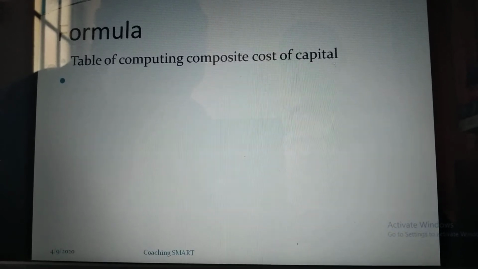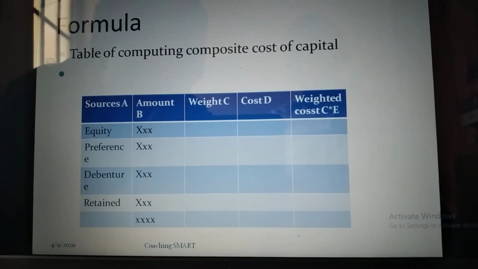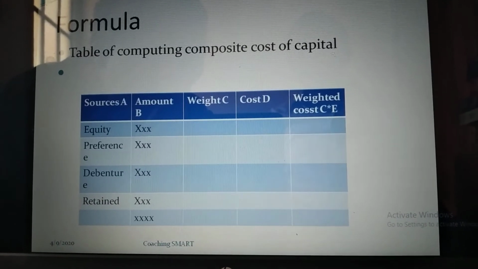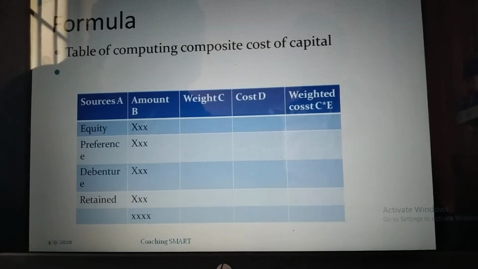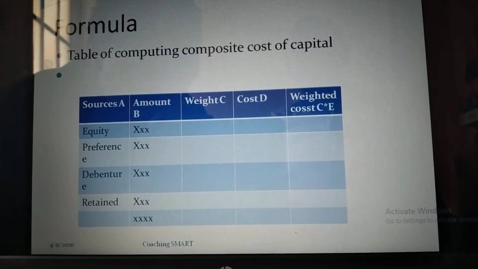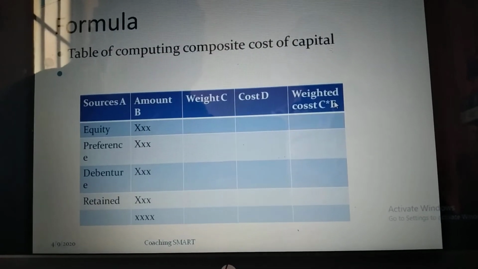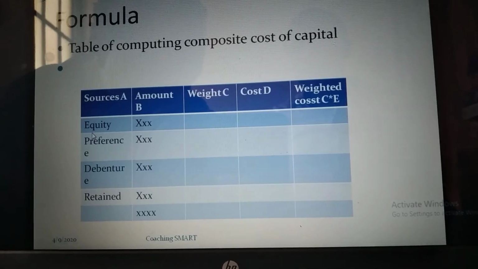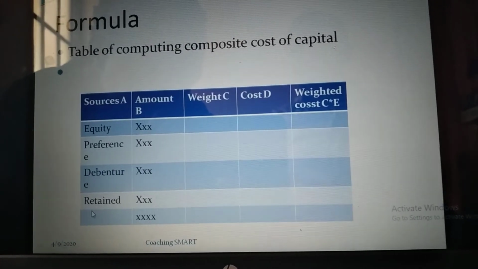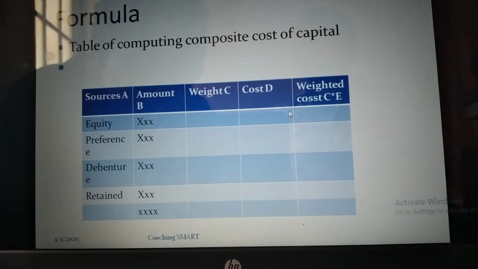Formula. The table for computing the cost of capital. That's the table whereby we have source A, amount B, weight C, cost D, weighted cost is C times D. Point of correction, it's supposed to be D. So these are the sources of capital: equity, preference, debentures, and retained earnings. So you need to get this. At a later stage, we'll see how to do the calculation.